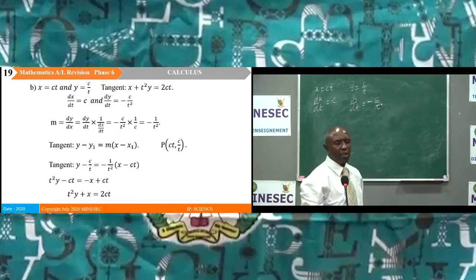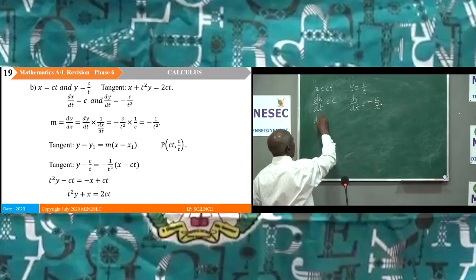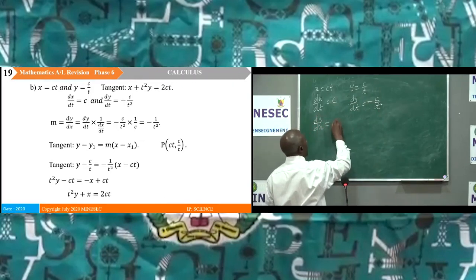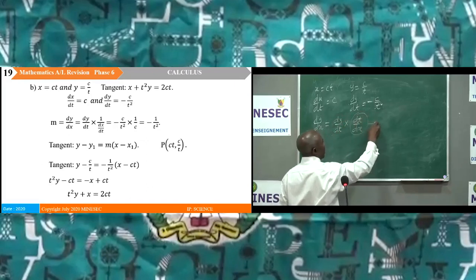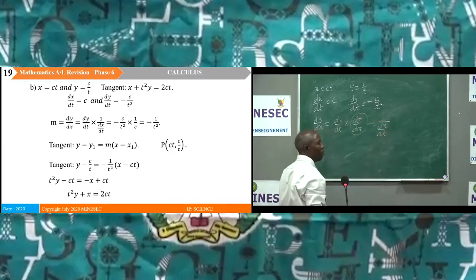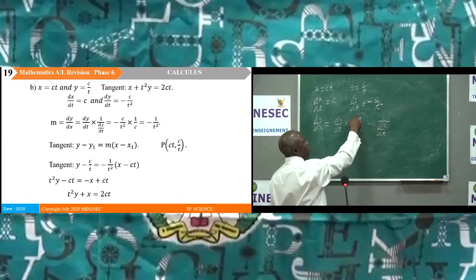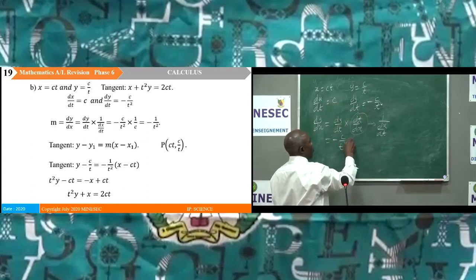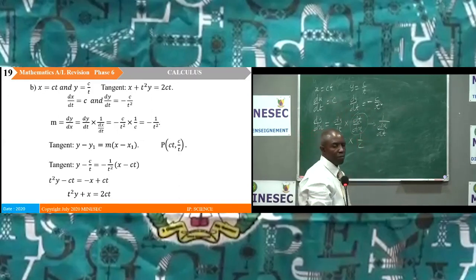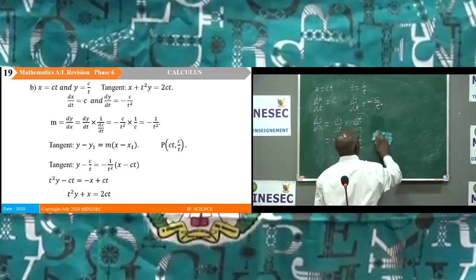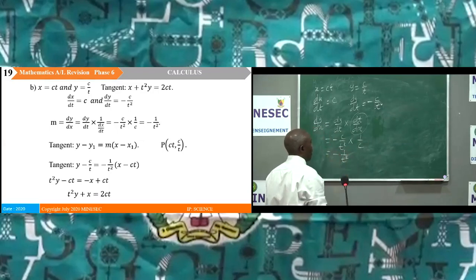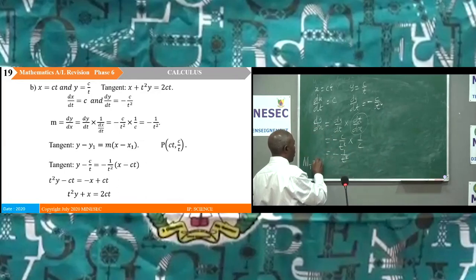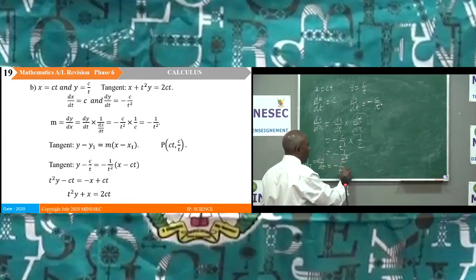Now, we need to obtain the gradient, that's dy/dx. dy/dx is equal to dy/dt multiplied by dt/dx. Again, remember that this dt/dx is 1 over dx/dt. So dy/dt is negative c on t squared multiplied by dt/dx, which is 1 over c. And now we end up having negative 1 over t squared. That is the gradient of the tangent.